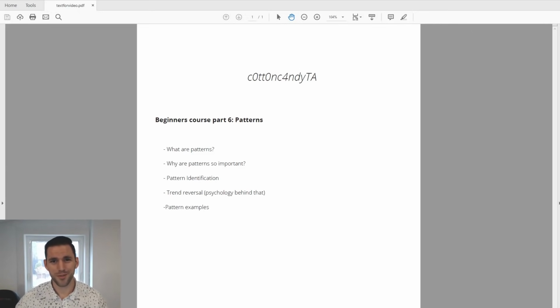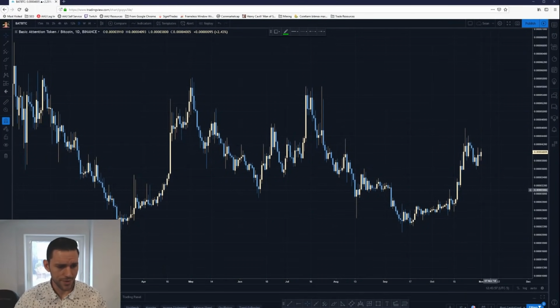So, all right, without further ado, let's get into it. What are patterns? Okay, let's switch over to our chart here. Today we're going to be focusing on Basic Attention Token. It's received a lot of attention lately. So yeah, we're going to be focusing on BAT today.